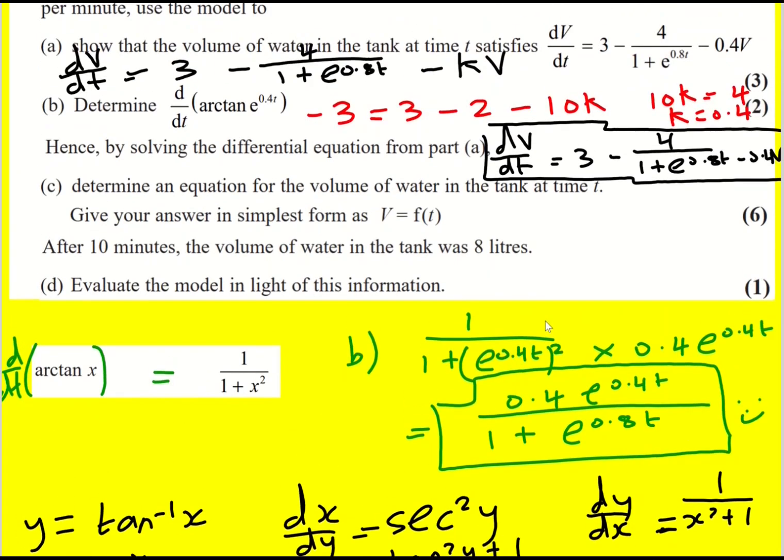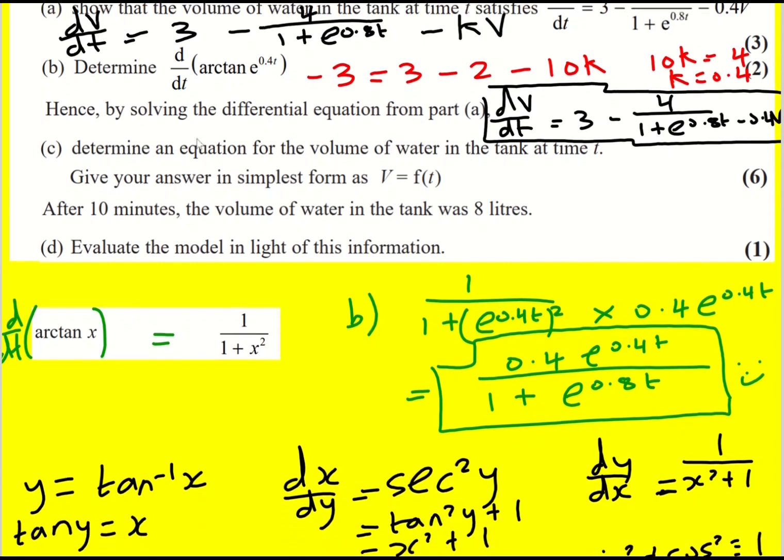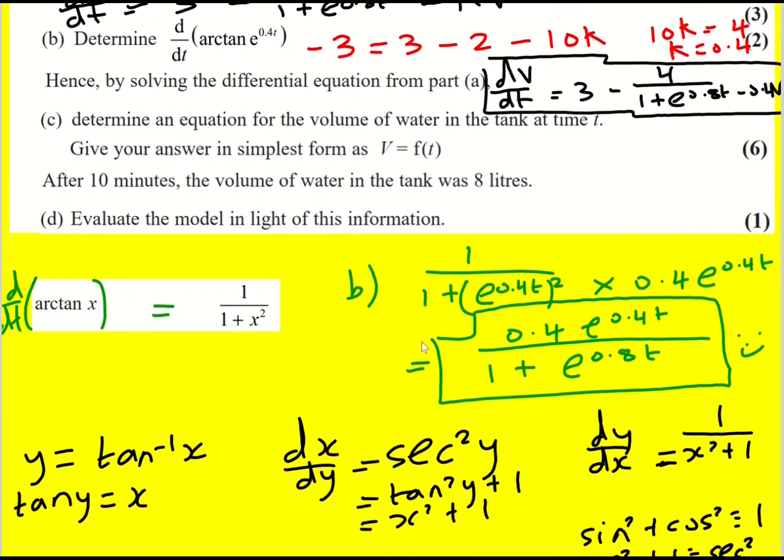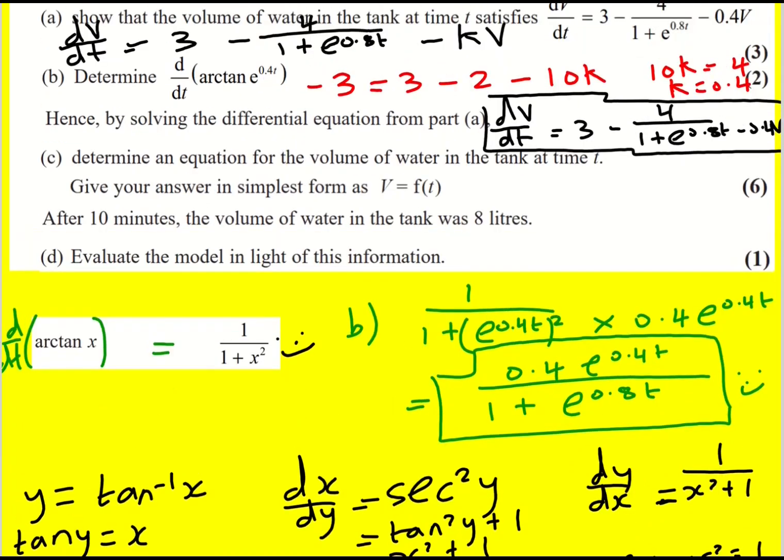I definitely wouldn't go back and do this one from first principles. I would use the chain rule. So once you've got that result, it's fine to use the chain rule. But just a reminder, that is where this formula comes from.